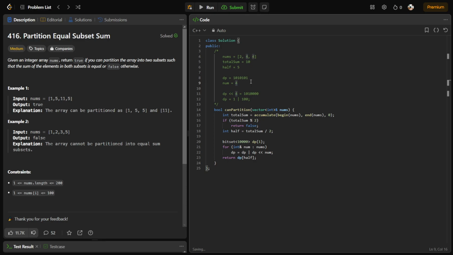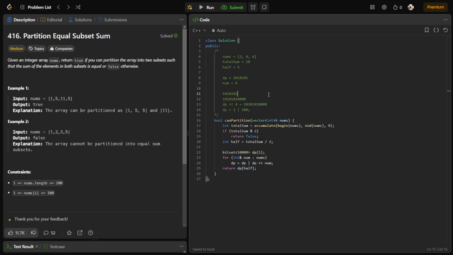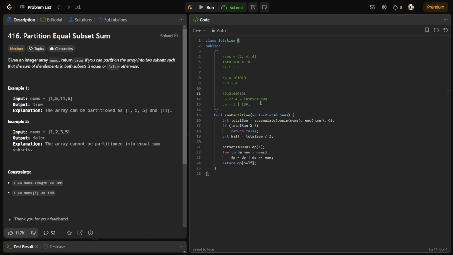Next up is another 4. So we are going to shift this 4 bits, again against this. Okay, so we use the OR operation, this will get replaced as well. Right. Okay, so what we have here is basically whether or not we can split into all subsets, right?